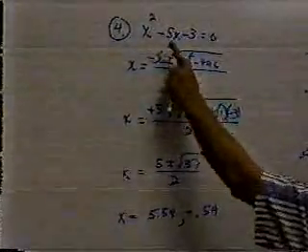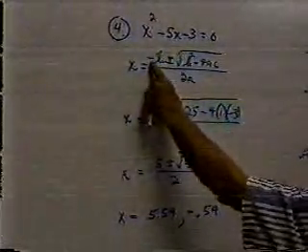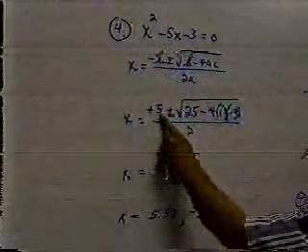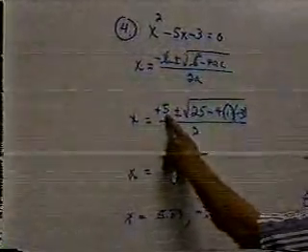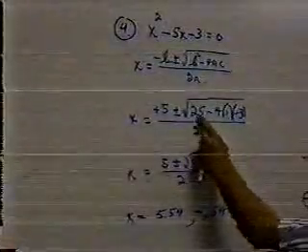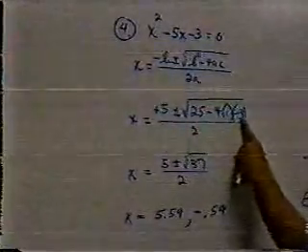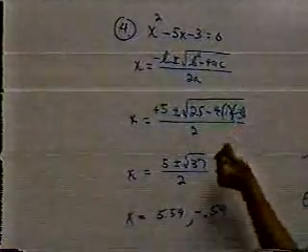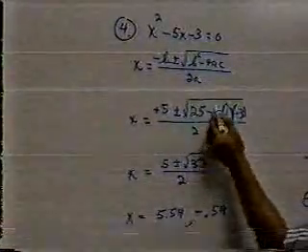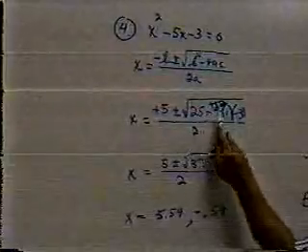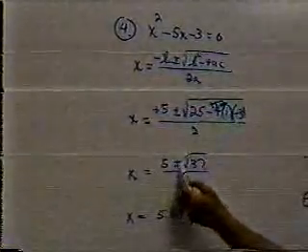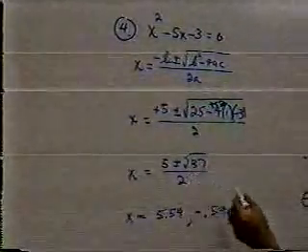Minus 5, minus this, minus a minus 5 makes it a plus 5. Then a minus 5 squared is 25. And then minus 4 times a, which is 1, times a minus 3. All right, so this minus 4 times a minus 3 is a plus 12. So we get the square root of 37. So we have 5 plus or minus the square root of 37 over 2.